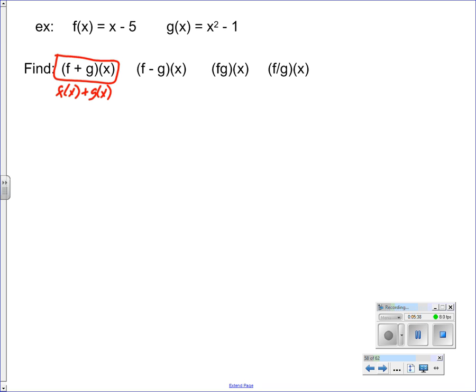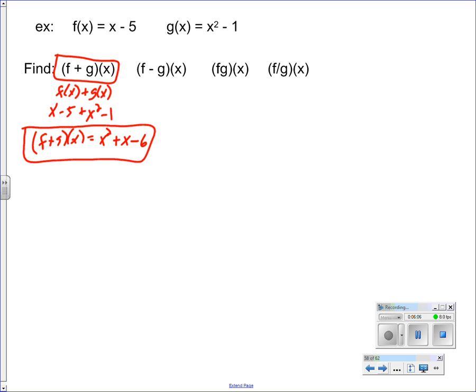I'll add my function rule for f of x, x minus 5, to my function rule for g of x, x squared minus 1. We can combine all our like terms, and we get, as our function rule, x squared plus x minus 6. Same idea for the second one, except now we're subtracting the two function rules. So we're going to take f of x, subtract g of x. So that will be x minus 5 subtract x squared minus 1.